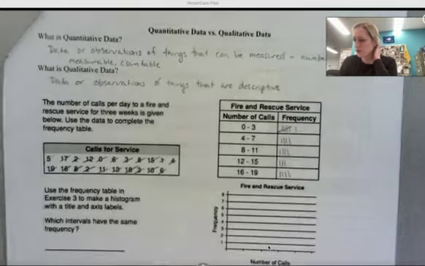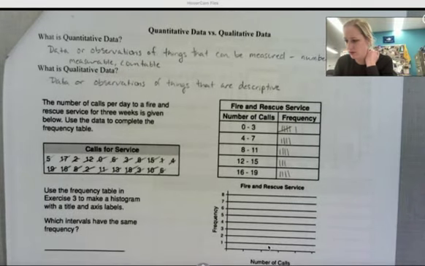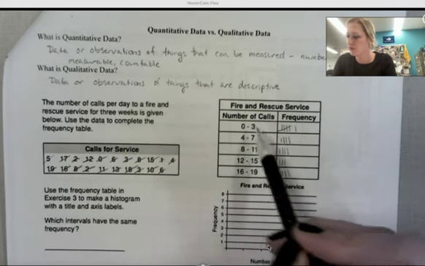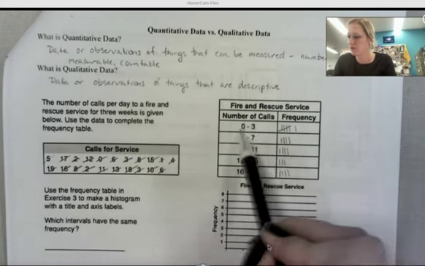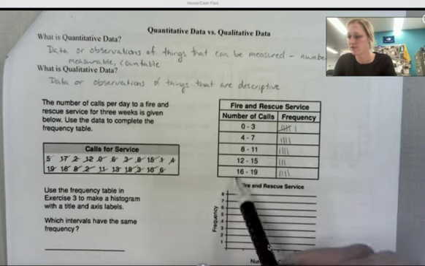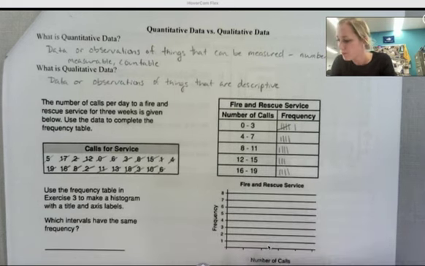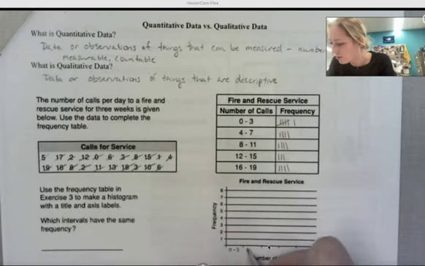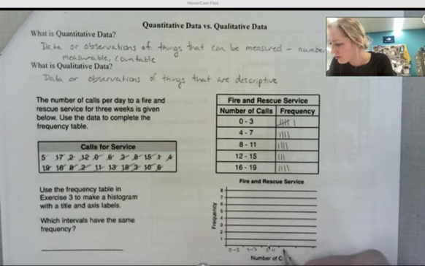Okay, so I am going to look at making a bar graph to represent this. You can see we have 5 different ranges here: 0 to 3, 4 to 7, 8 to 11, 12 to 15, 16 to 19. So I'm going to label that down below. 0 to 3 is one of my ranges for number of calls, then 4 to 7, then 8 to 11, 12 to 15, and 16 to 19.